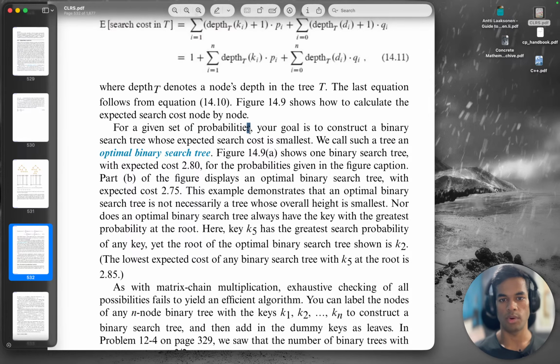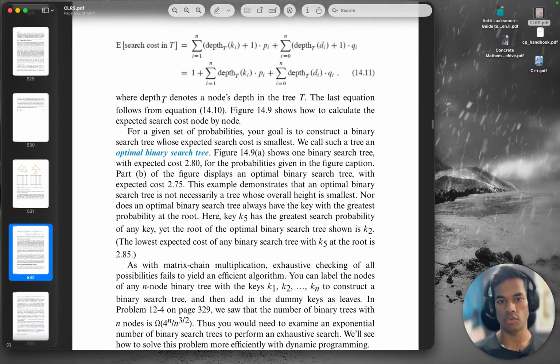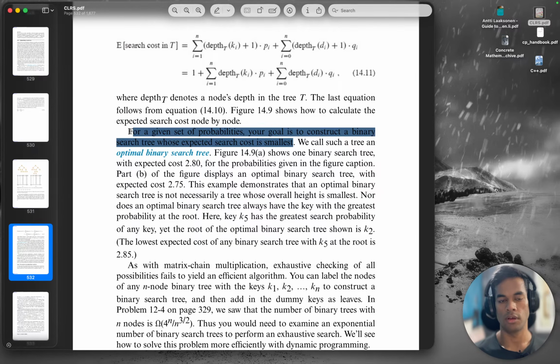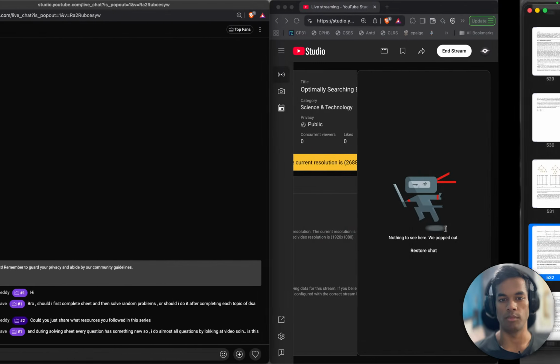For a given set of probabilities, your goal is to construct a binary search tree whose expected search cost is smallest. We can call such a tree an optimal binary search tree. Okay, this is starting to make more and more sense.